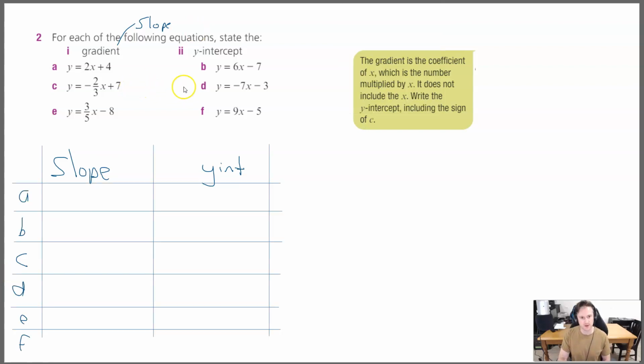All we need to do here is make sure that they are in the slope-intercept form, which is y = mx + c. When they're in that form, we just need to look at the coefficient, which is m, and that's going to be the slope, and the y-intercept is going to be the c. Once we're in that form, we're good to go.